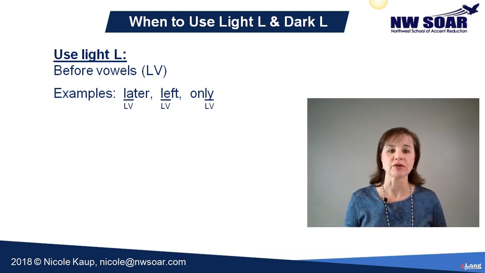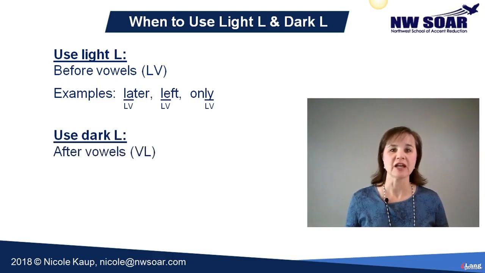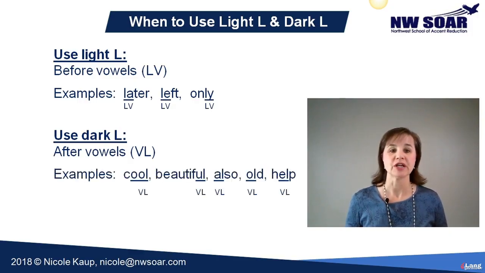So each of these words has a light L. Later, left, and only. Now the dark L is an L that we use after vowel sounds. And you'll see that I have the notation VL, V is vowel, and L is the L sound. So all of these words have a slightly different type of L. Cool, beautiful, also, old, and help.